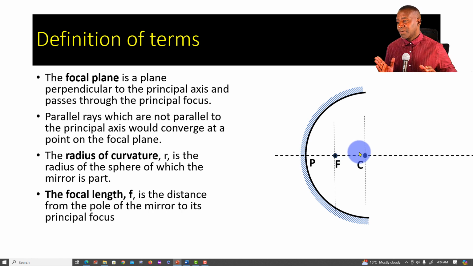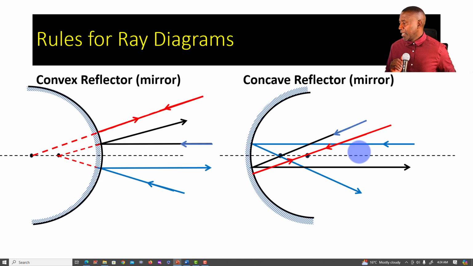These are some of the terms which I would like to review because I would be using them from time to time. They'll be mentioned even in problem solving. So you need to understand what they are. Now let's look at rules for ray diagrams. After that, we will go into the mirror formula and into problem solving.